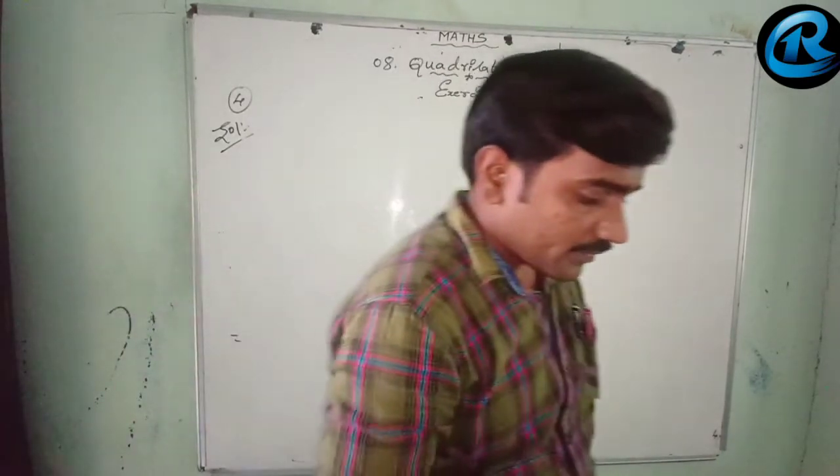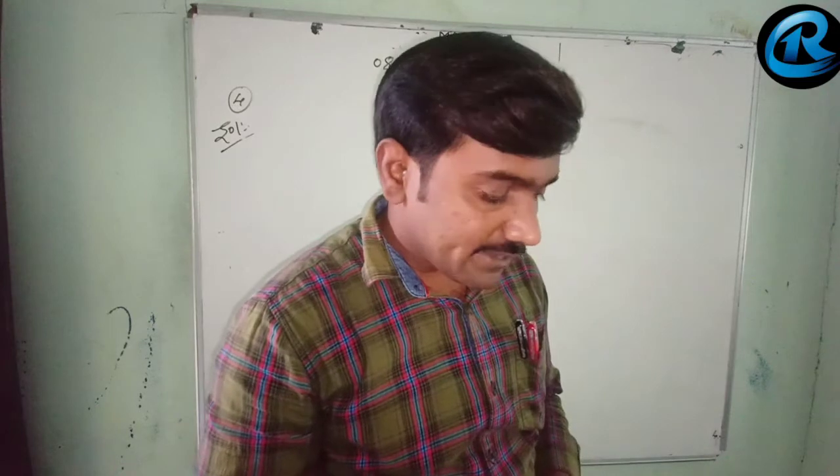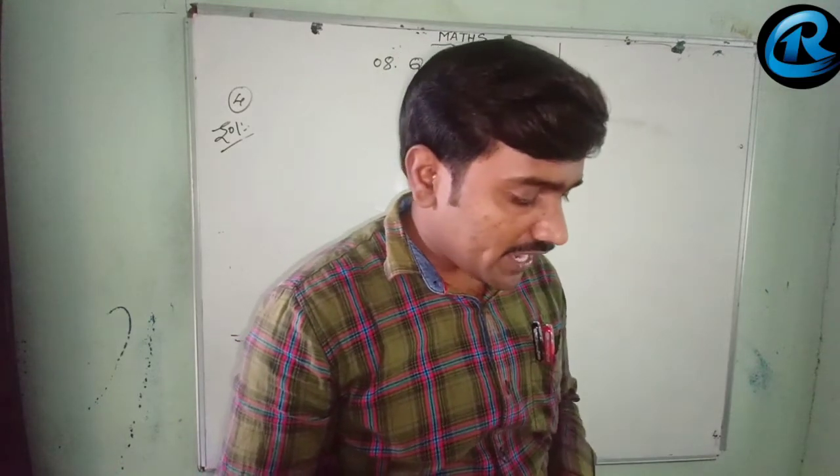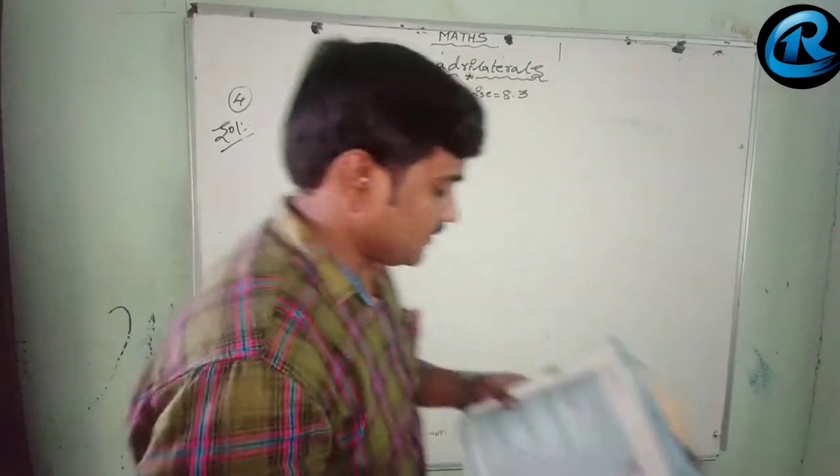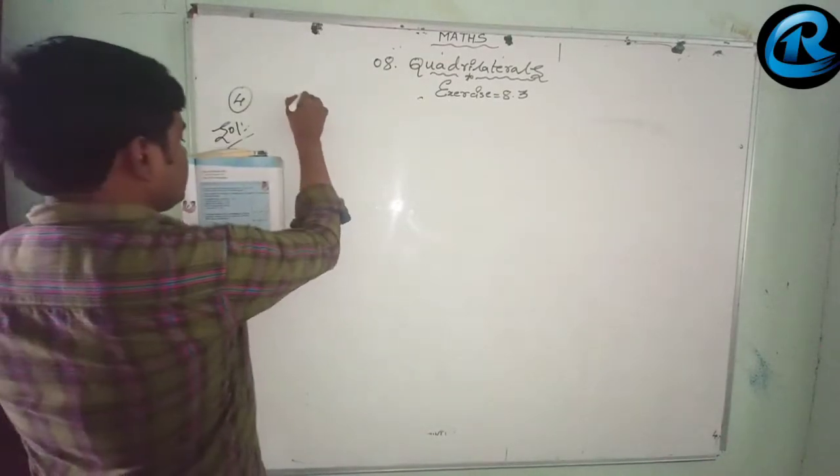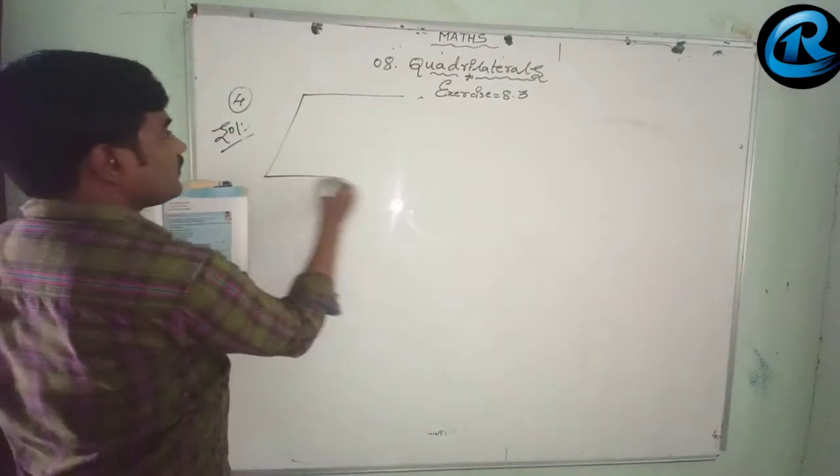Question number 4. In the adjacent figure, ABCD is a parallelogram. P and Q are the midpoints of AB and DC. The adjacent figure has been given, so let's draw the figure.